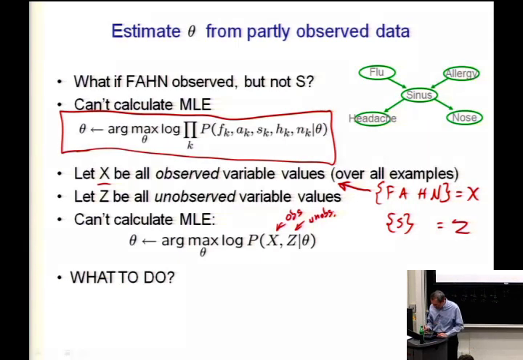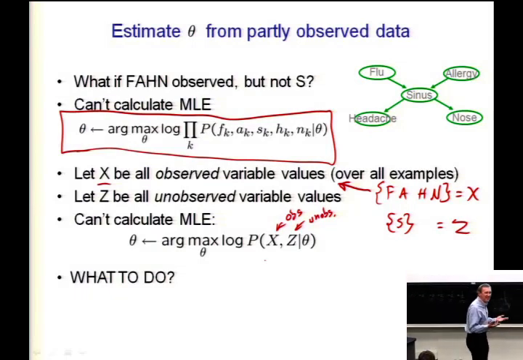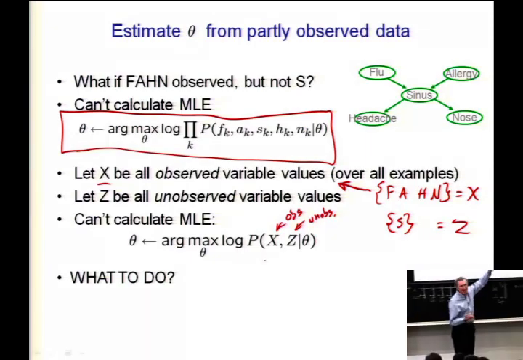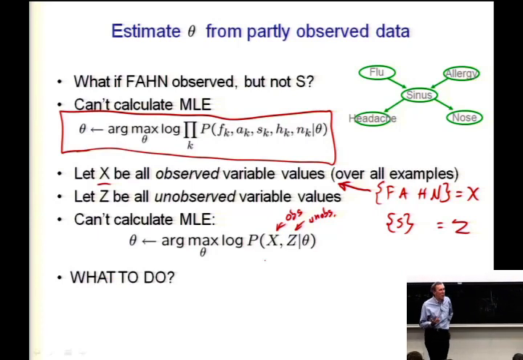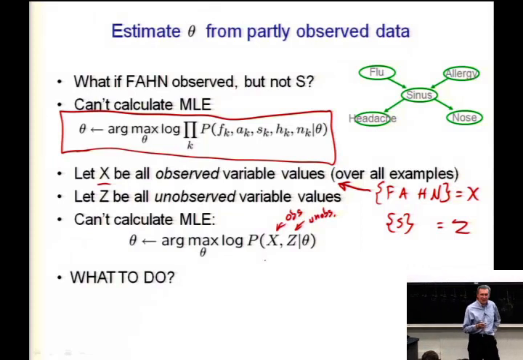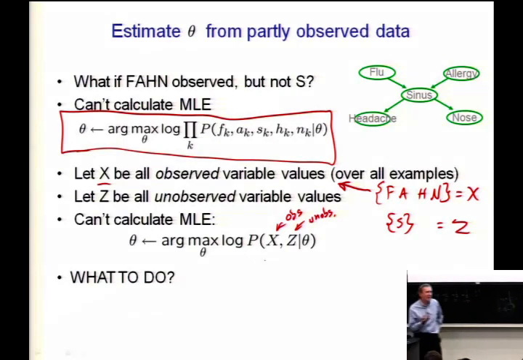Well, one thing we could do, of course, is just ignore the unobserved variables. Although that's kind of hard because our definition of the joint distribution mentions those unobserved variables. We can't quite do that. Marginalize them out. That's a good thought. Right. And so what we're going to do is pretty much that.